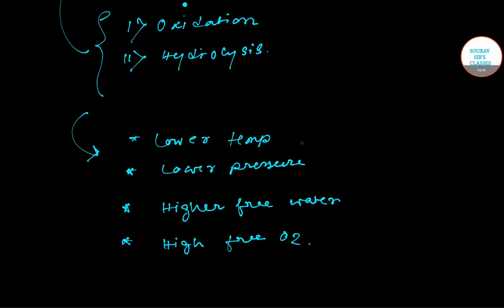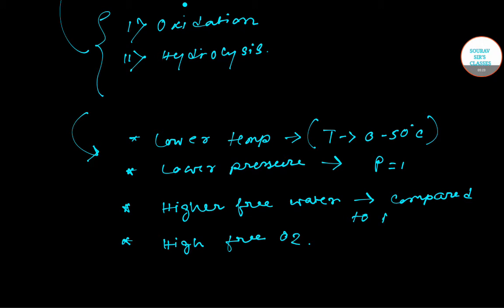Lower temperature means near the surface the temperature is about 0 to 50 degrees centigrade. In case of lower pressure, at the surface, P is equal to 1 to several hundred atmospheres. In case of higher free water, there is a lot of liquid water near the surface compared to deep in the earth.